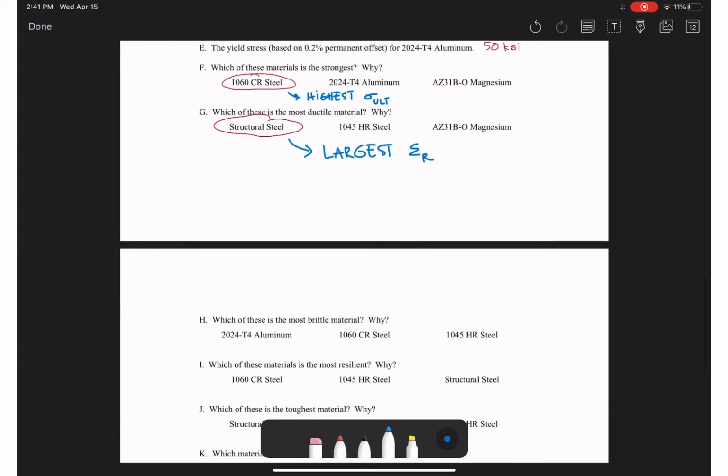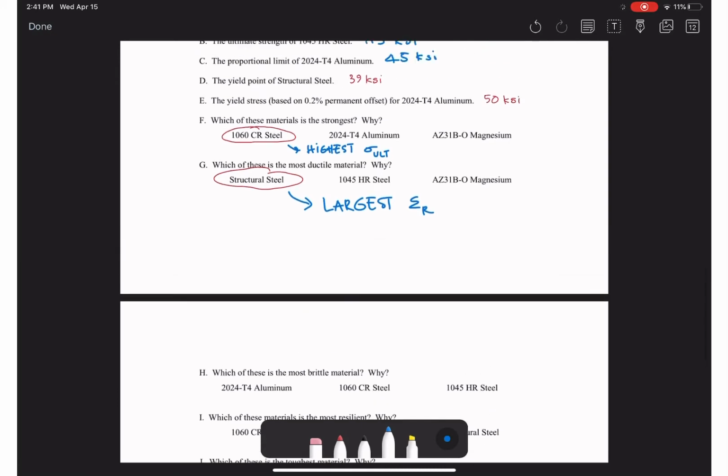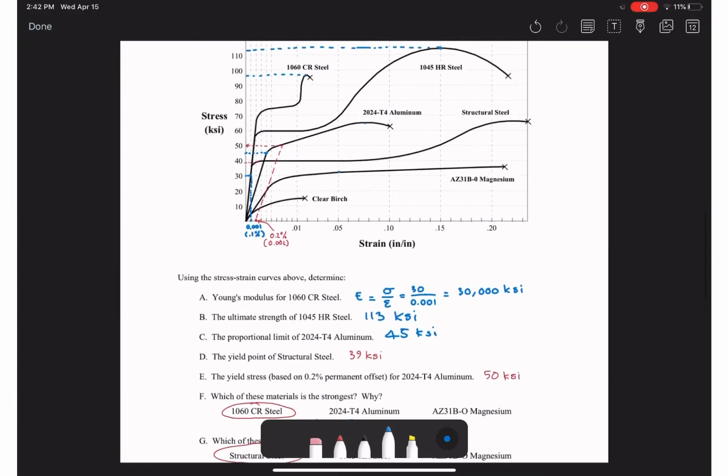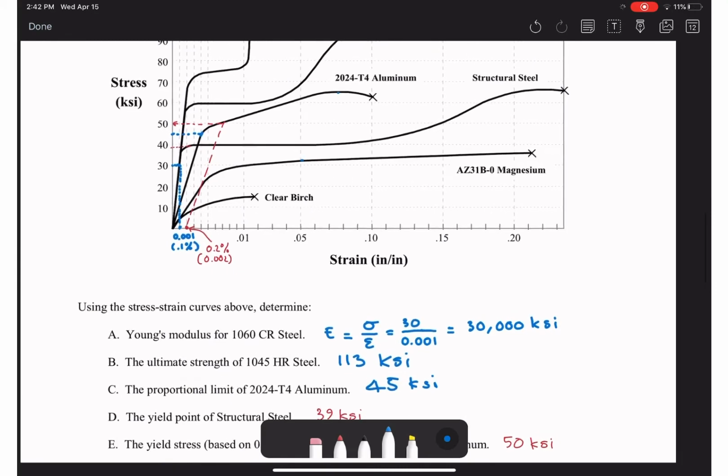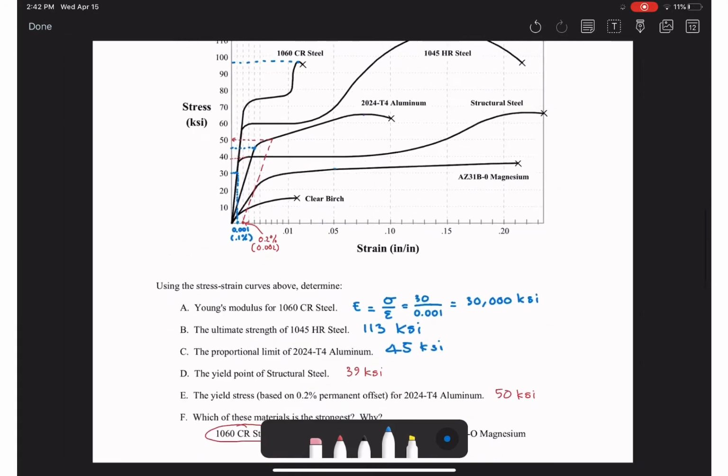Continue. Which of these is the most brittle material? It's the opposite of ductile, so it will be the brittle. So the smallest epsilon r, the normal rupture strain. Aluminum, 1060 CR steel, and 1045 HR steel. The smallest aluminum, so it's about 0.1. You see that? Rupture strain for aluminum.